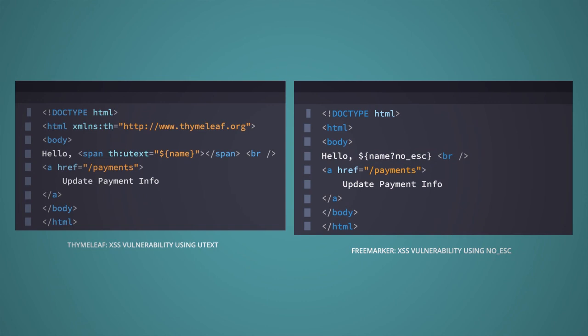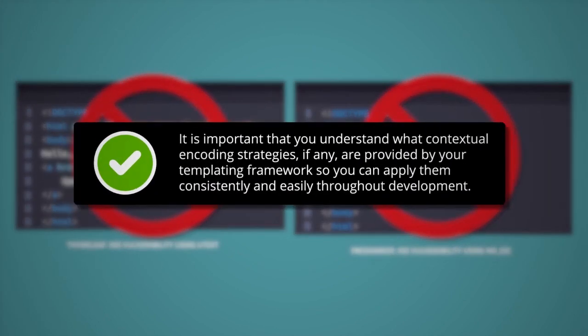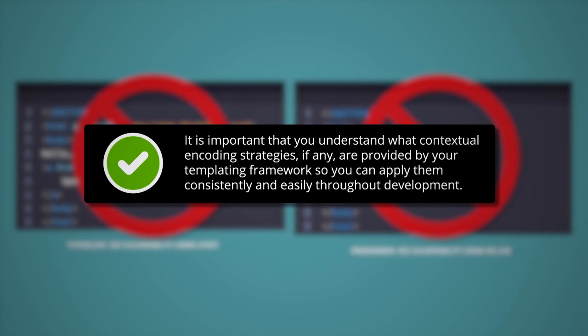Explicitly disabling these default behaviors in Thymeleaf, FreeMarker, or any other templating engine is discouraged as it increases the risk of XSS. It's important that you understand what contextual encoding strategies, if any, are provided by your templating framework so you can apply them consistently and easily throughout development.